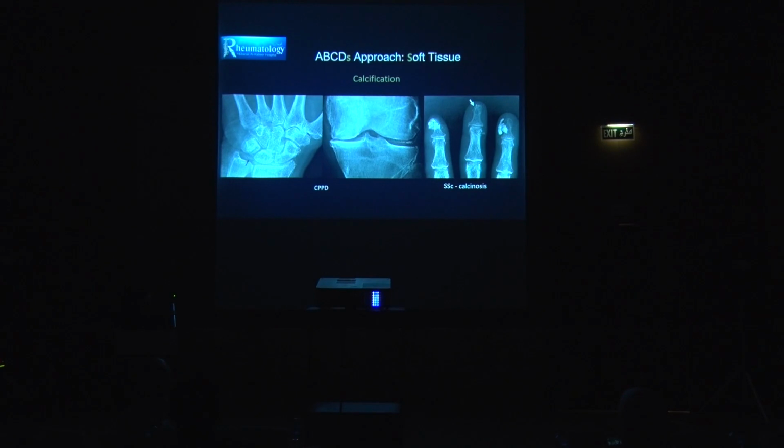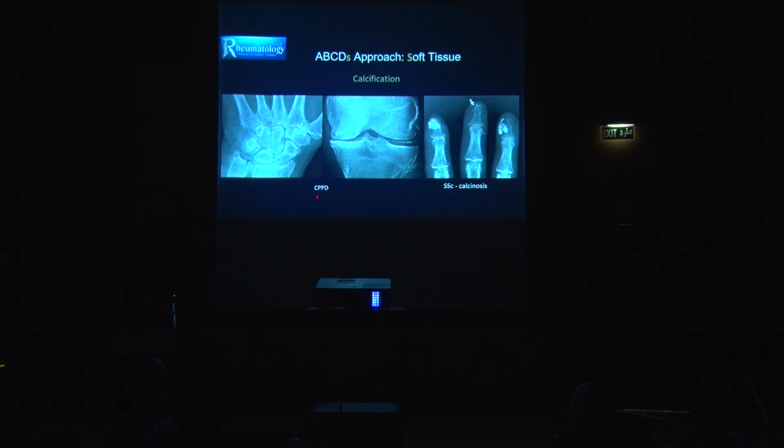Another example of calcification. This is in a systemic sclerosis patient. They're very well known to have calcinosis. I don't know if you have heard about CREST disease, and part of CREST disease is the calcinosis. So it's calcification in the subcutaneous tissue. It can happen anywhere, but is more common in the fingers.